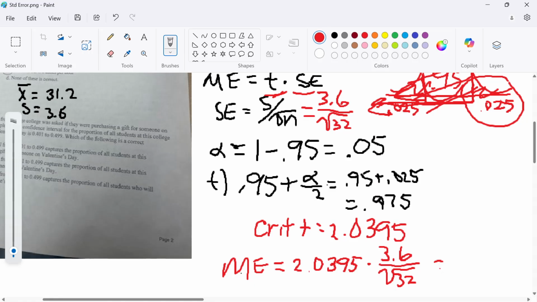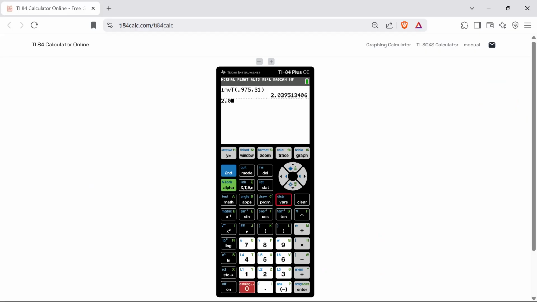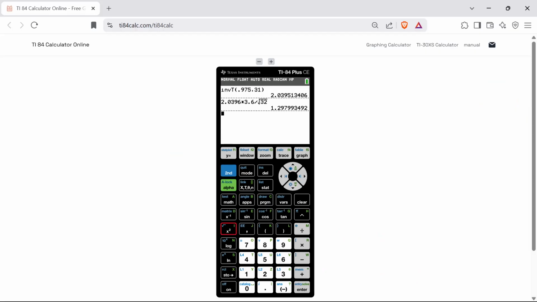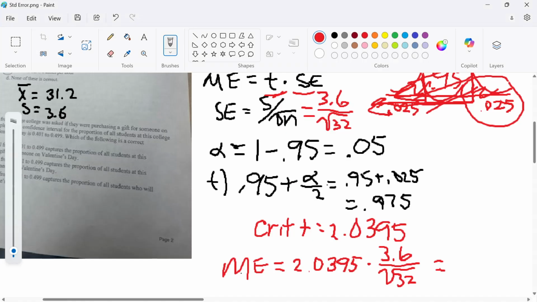And that equals, I'm going to do 2.0395 times 3.6 divided by, where is square root on this thing? Square root of 32, and that comes out to 1.29799. I'm going to just round that to approximately 1.298. You can use that whole number if you want to get more exact, but this is multiple choice, so I'll be able to find it.